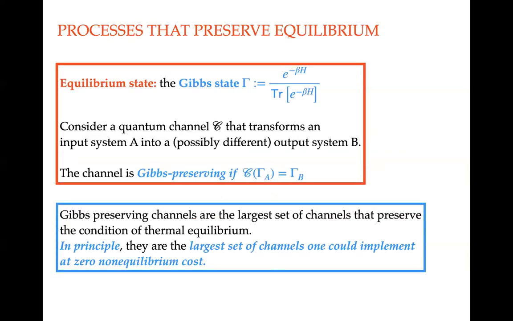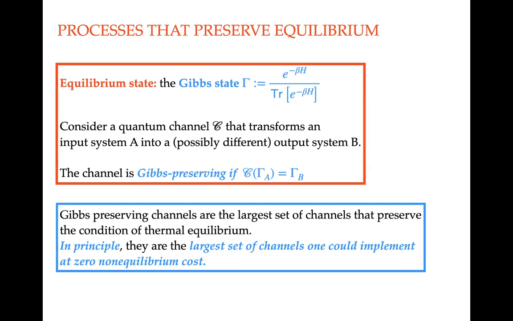What does equilibrium mean? Of course, the equilibrium state is the Gibbs state. So we start with a system with a Hamiltonian attached to it, and we define the Gibbs state. Then we consider the physical processes, the quantum channels, that preserve equilibrium, that maintain the condition of thermal equilibrium. If you have a process that transforms a system A into some other system B, which may be the same, may be different, we call the channel Gibbs preserving if it maps the Gibbs state of system A into the Gibbs state of system B.